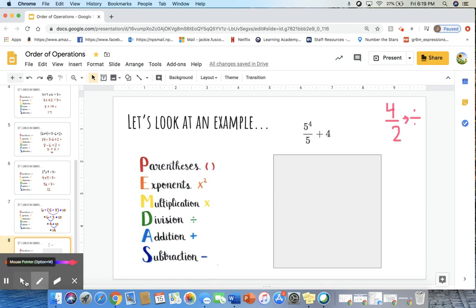Okay, so I'm still going to follow the order of operations. Are there parentheses? No. Are there exponents? Yes. 5 to the 4th power. Now, 5 to the 4th power is the number 5 being multiplied 4 times. So we have to think, what is 5 times 5 times 5 times 5?